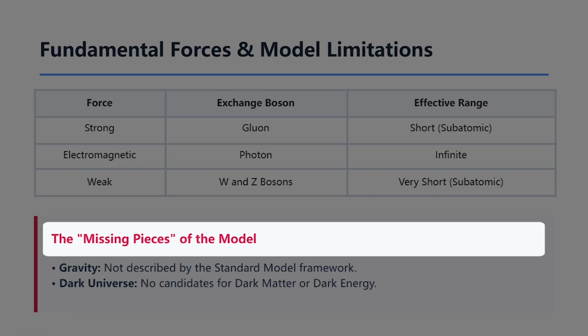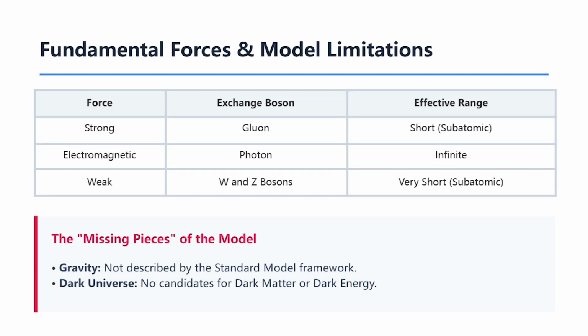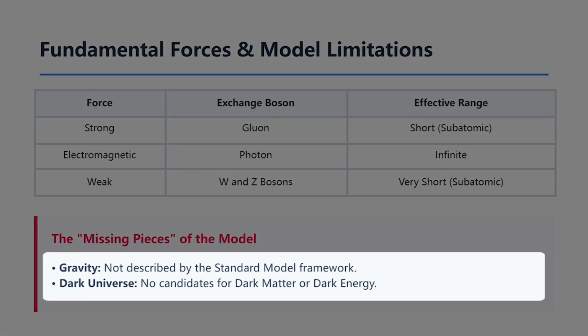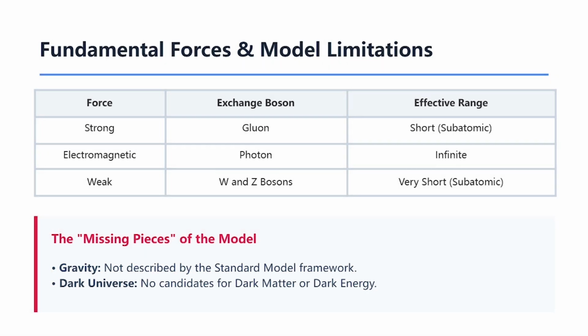However, as complete as this looks, physicists are very aware of the missing pieces. The standard model is essentially a blueprint that leaves out the most famous force in the universe. That missing piece is gravity. It isn't described by the standard model framework at all. We haven't confirmed a graviton particle, and our current math for quantum mechanics doesn't easily align with Einstein's general relativity.